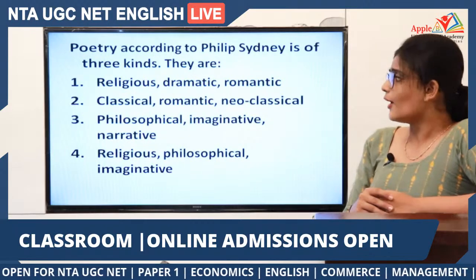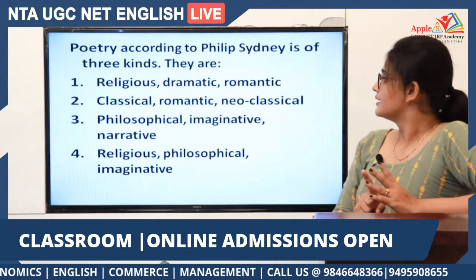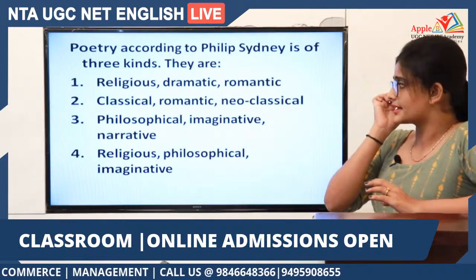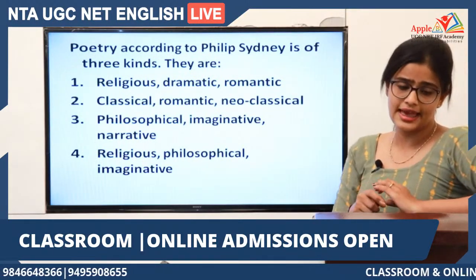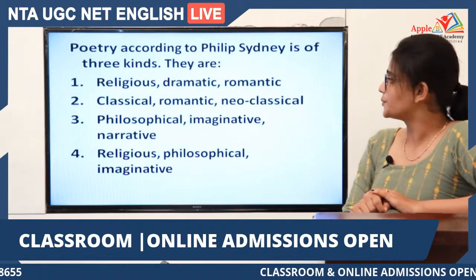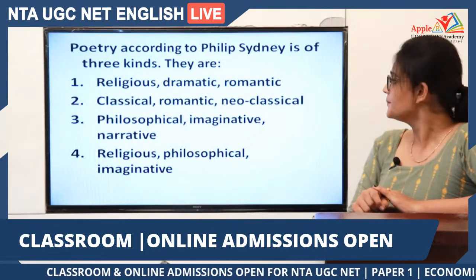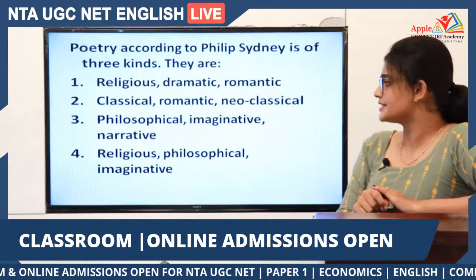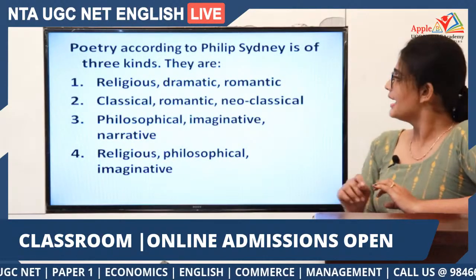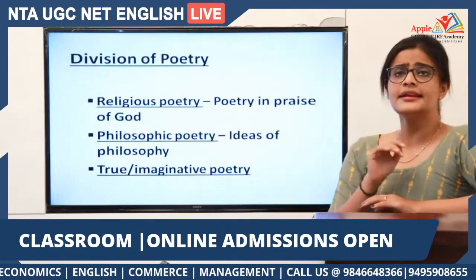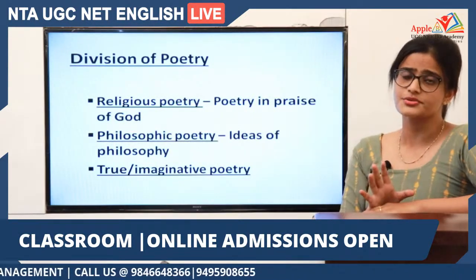The options are: religious, dramatic, romantic; classical, romantic, neoclassical; philosophical, imaginative, narrative; and religious, philosophical, and imaginative. So these are our options. In his work An Apology for Poetry, Sidney has divided poetry into three.